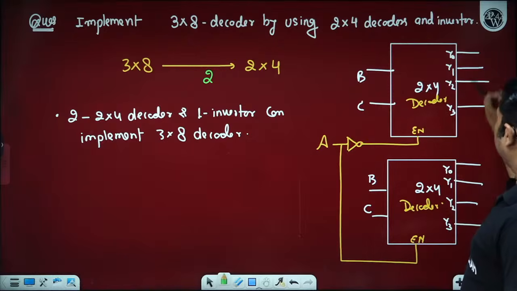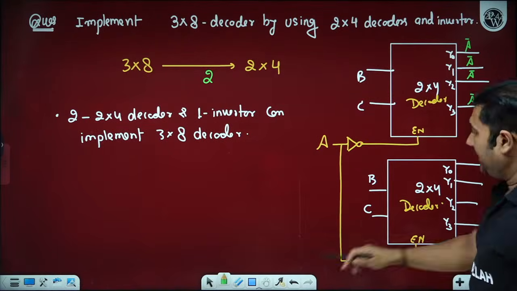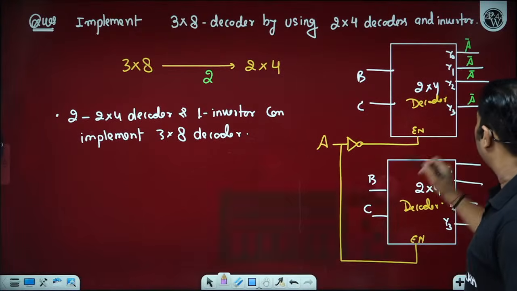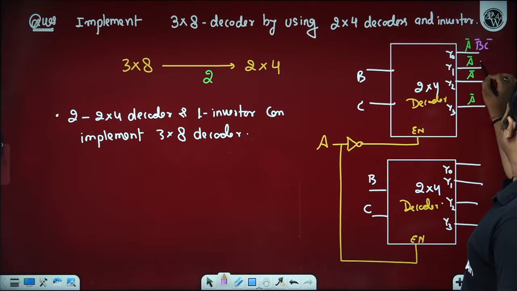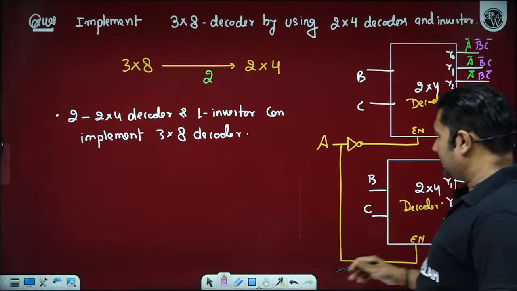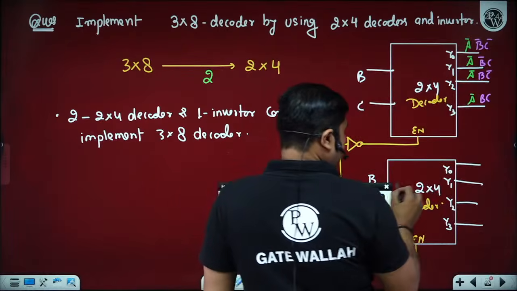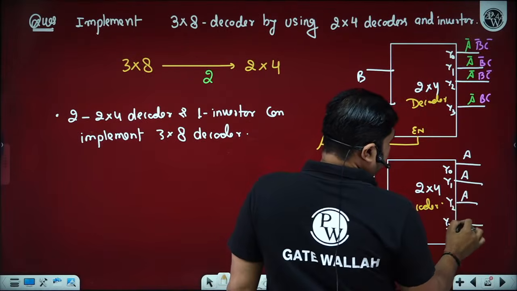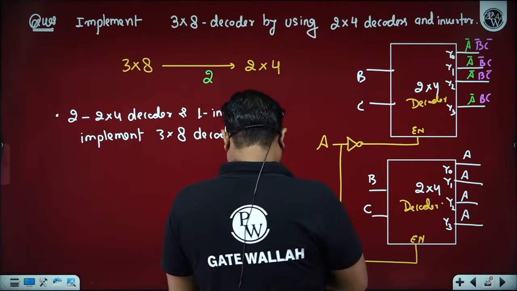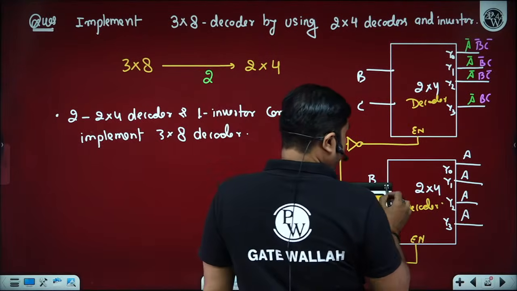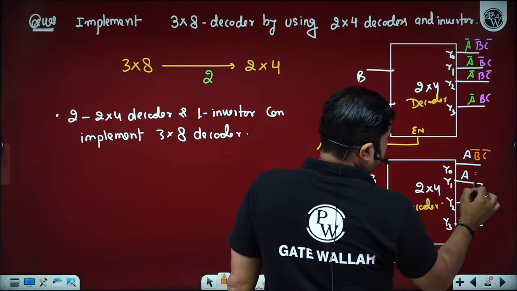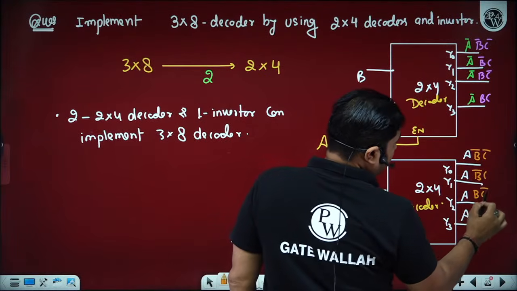Because here we all can see A bar is going to be connected with each. Depending upon B and C, one of the output lines will become logic high. So B bar C bar, B bar C, B C bar and BC. Similarly here also we are getting A. So A is the enable connected to each of the input pins of the AND gate. Depending upon B and C, one of the output lines will become logic 1.